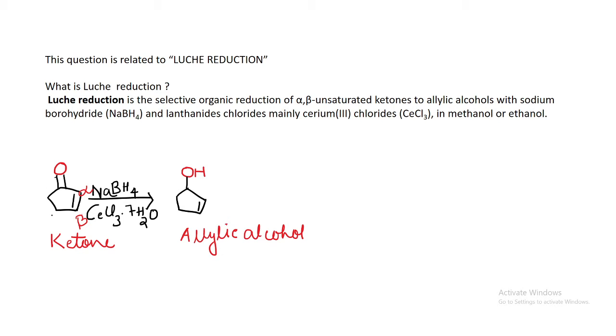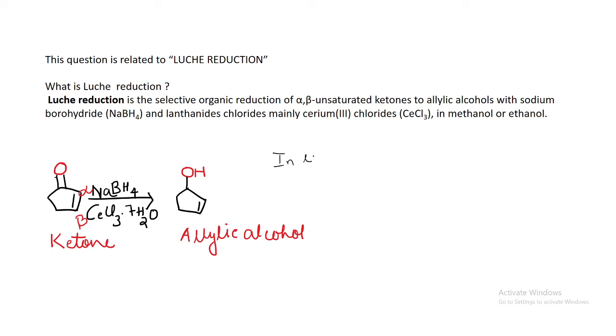So the starting material is an alpha-beta unsaturated ketone. You can see that this is the ketone functional group, and we have a double bond in the alpha beta position to the ketone functional group, and the reagent used in this transformation, that is the Luche reduction, is sodium borohydride, cerium chloride 7H2O, and the product obtained in this transformation is an alcohol, and it is an allylic alcohol because the hydroxyl group is at the allylic position.